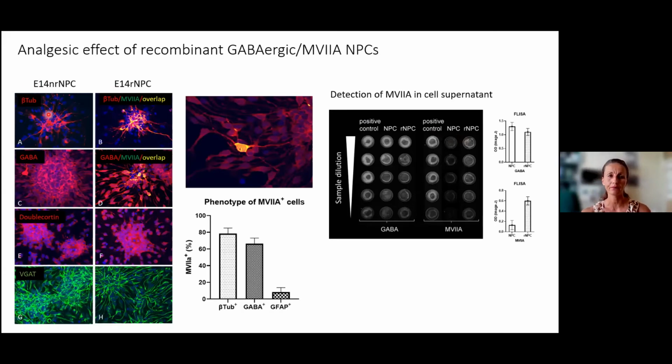We harvested those cells, the E14 cells, from the rat embryos. We generated the recombinant cells, which were expressing the M7A. I was able to confirm the expression of M7A in those cells. This is a detail of one of those nice cells that are expressing GABA and M7A together. We analyzed the phenotype of those cells. Most of them were beta tubulin positive, so they have a proneuronal phenotype. They were also showing the presence of GABA. Only a very small number of the cells were showing GFAP, the microglia or astroglial phenotype. We were able to detect the presence of GABA and M7A in the supernatant of those cell cultures.